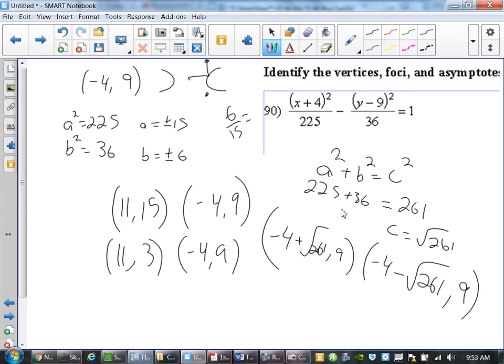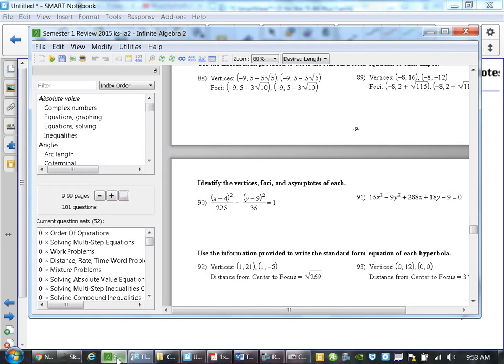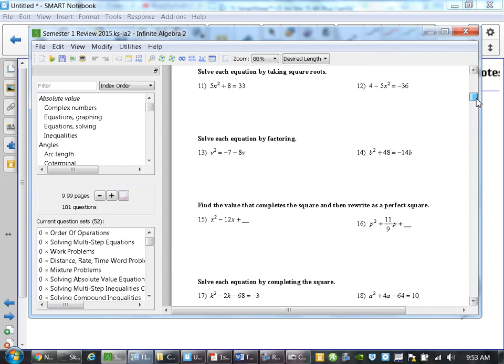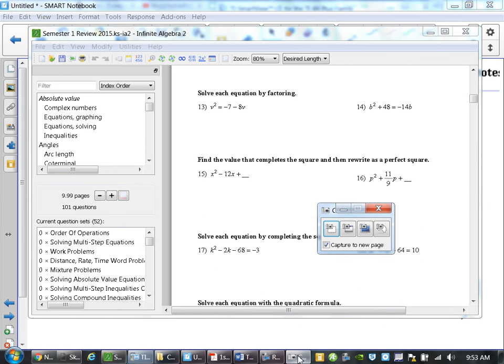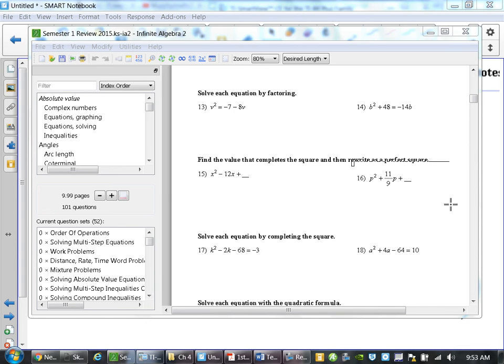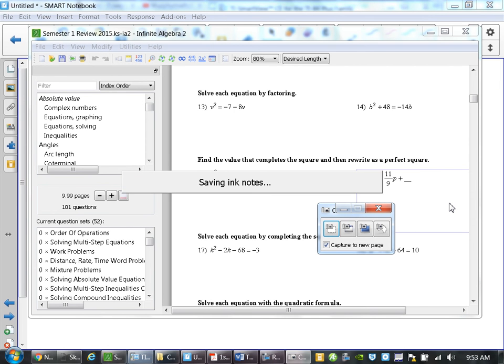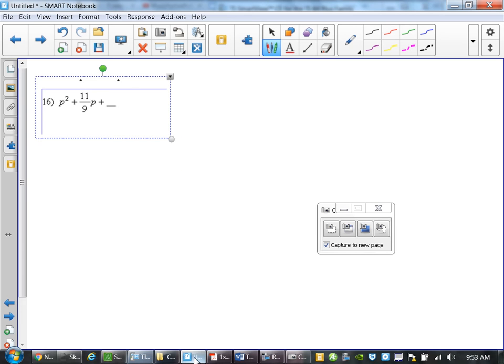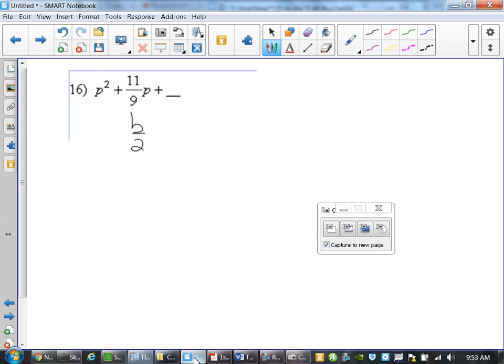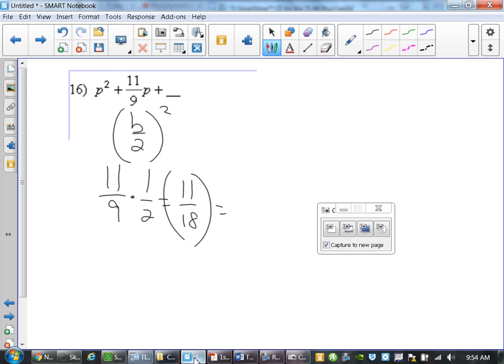What do you got? 16. Half of b and squared. So what's half of 11 over 9? 11 over 18. Square it. 121 over 324. You take half of b and you square it. In this case, it's a fraction, so you take 11 ninths times 1/2, you get 11 18ths. Square it, 121 over 324. And that's what you would add.